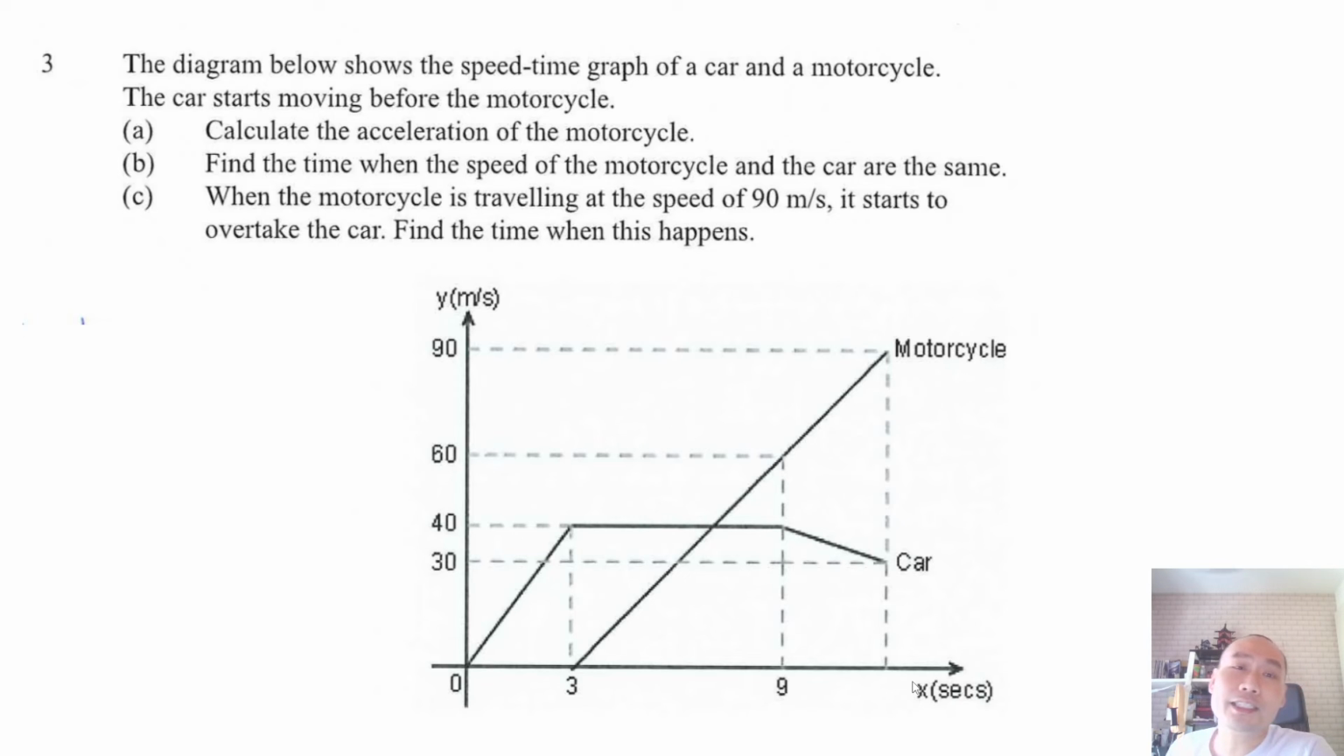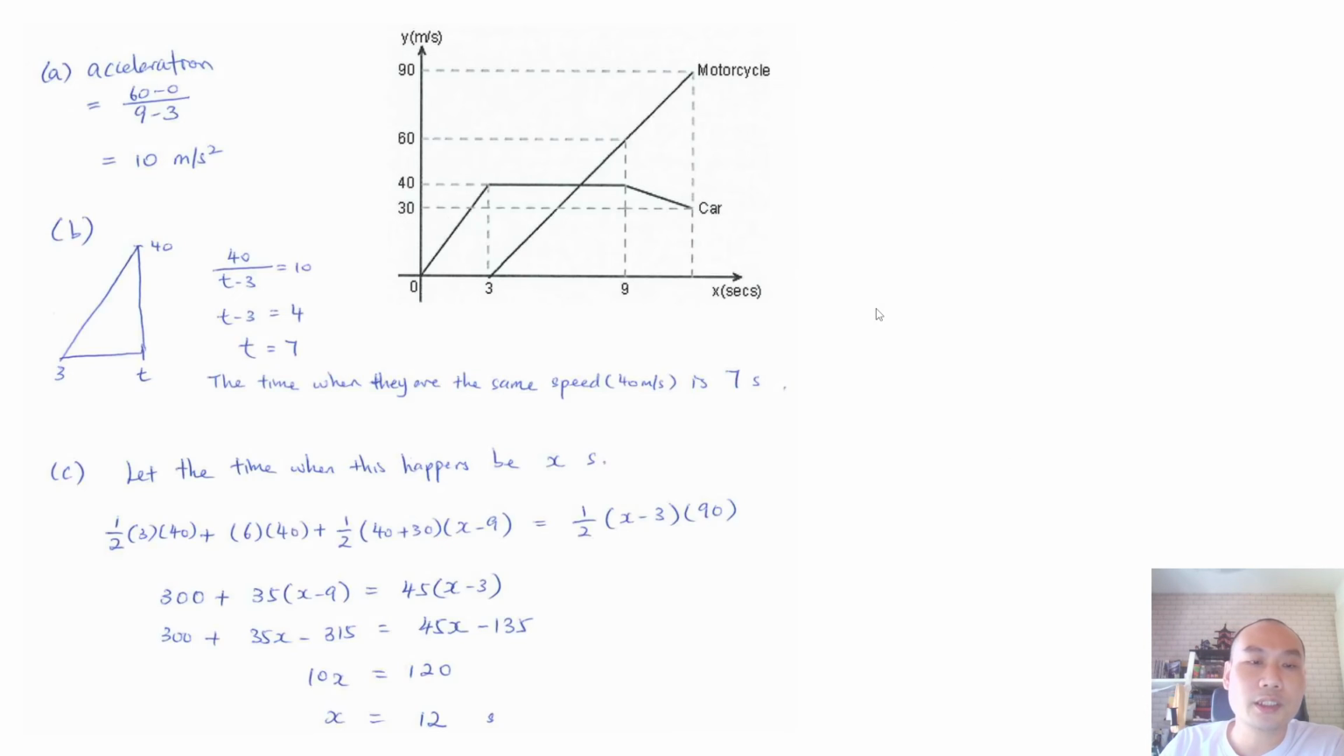In order to overtake someone, you actually travel more distance than them, right? So what this means is that at that point of the graph, the distance for the motorcycle is the same as the car. After that, when you go forward, the distance of the motorcycle will be greater. So we're going to find the distance, right? The distance traveled by the car is going to be the same as the distance of the motorcycle at that point. We're going to let that point be x seconds. We can use any letter you like, but x is fine.